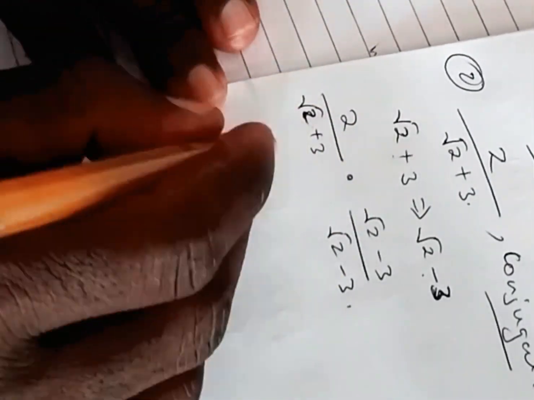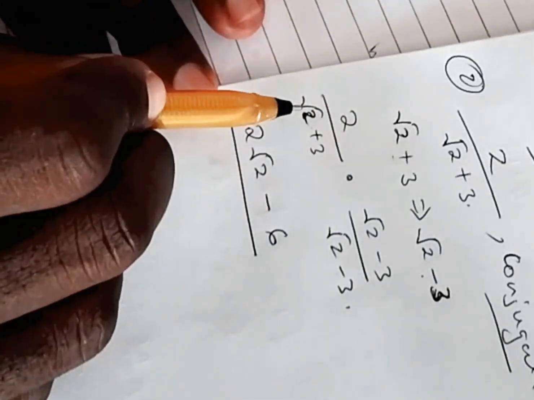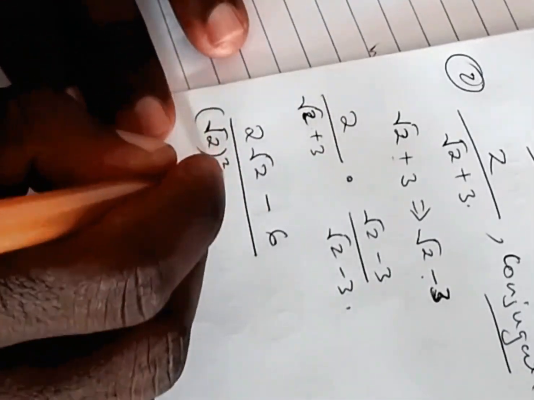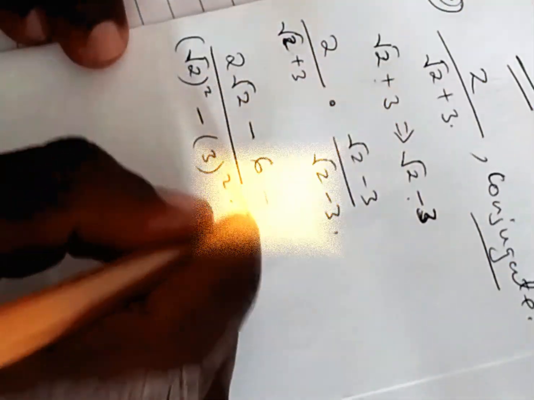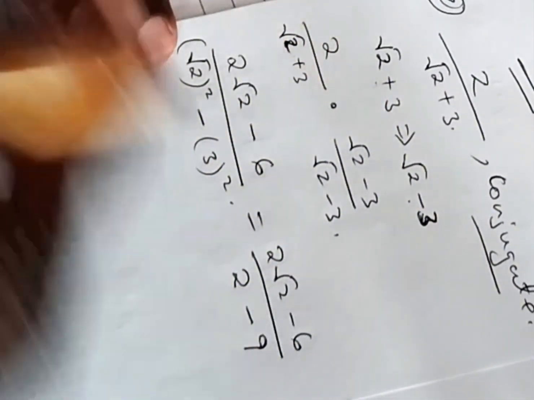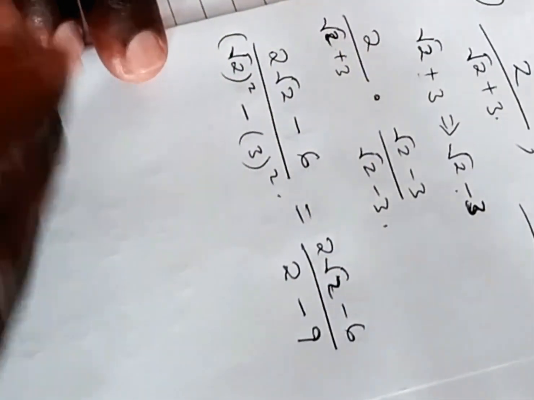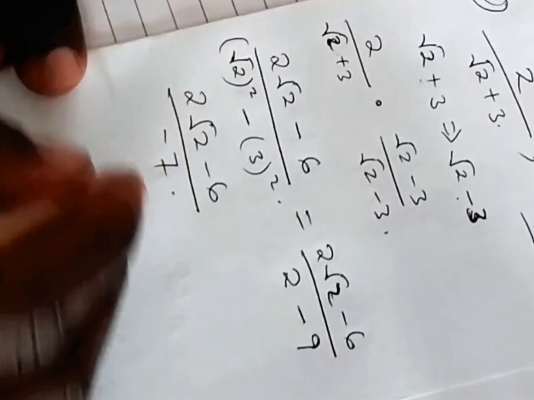For the numerator, we will have 2 root 2 minus 6. The denominator is root 2 squared minus 3 squared. And this will be 2 root 2 minus 6 over 2 minus 9, which is 2 root 2 minus 6 over negative 7.